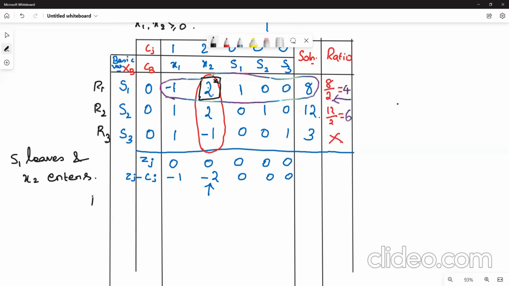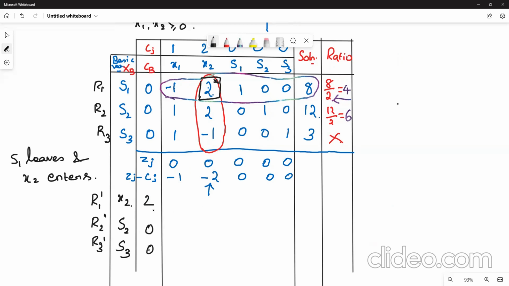So the newly formed rows, we name them row 1 dash, row 2 dash and row 3 dash. Now S1 leaves and X2 enters. So in the place of S1, I put X2, S2, S3 as such. The cost of X2 is 2, which I write from the top cost. So 2, and for S2, S3 the cost remains 0.